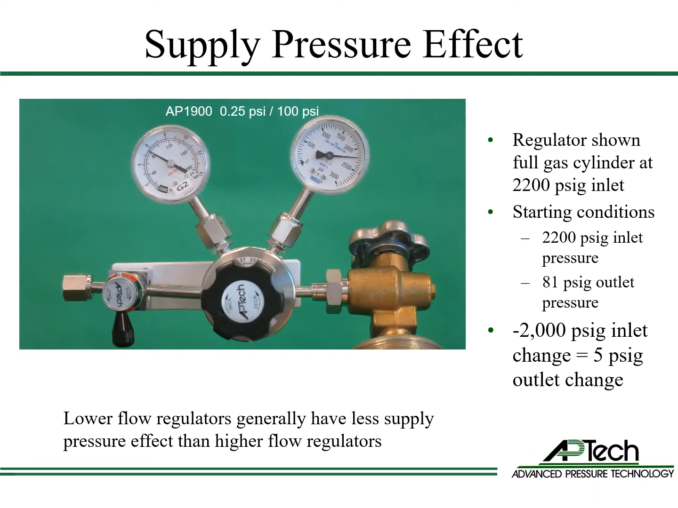Now we will demonstrate the supply pressure effect on the AP1900. Again, the inlet pressure is 2,200 psi. Outlet pressure is 81 psi. The 2,000 psi drop in inlet pressure only causes a 5 psi increase in outlet pressure. The AP1900 supply pressure effect is only 0.25 psi per 100 psi inlet pressure change. Lower flow regulators generally have less supply pressure effect than higher flow regulators.